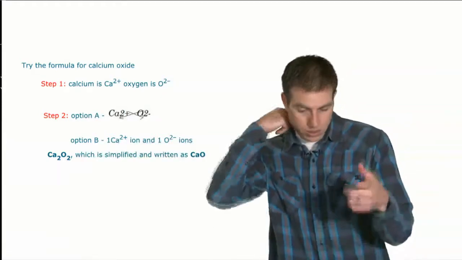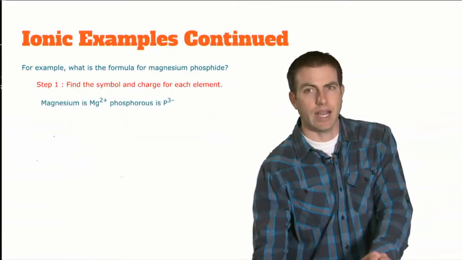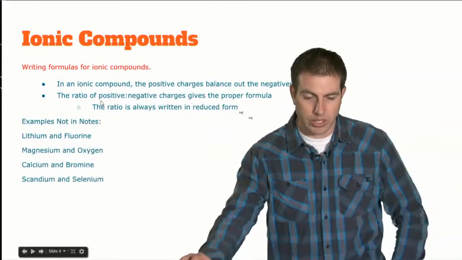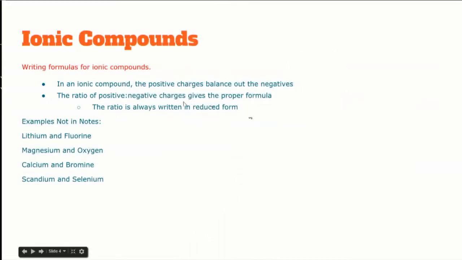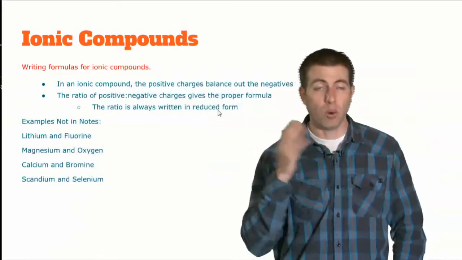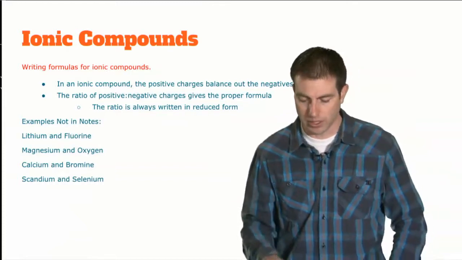So the one thing that was written on this slide back here that I didn't highlight your attention to very well is this last point here. The ratio is always written in reduced form. So if you have a 2 and a 2, you need to reduce those, kind of like reducing fractions in math. If you have a 4 and a 2, you can reduce that to a 2 and a 1, and we don't write the 1 in.